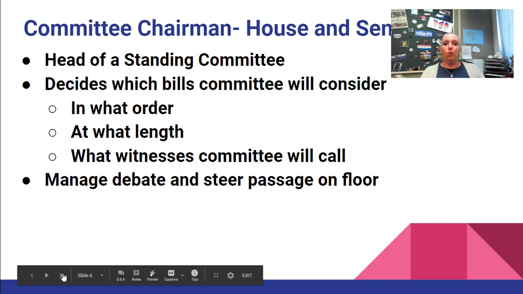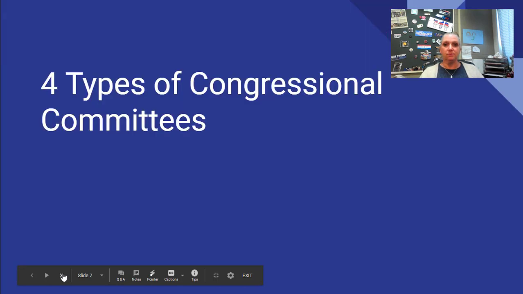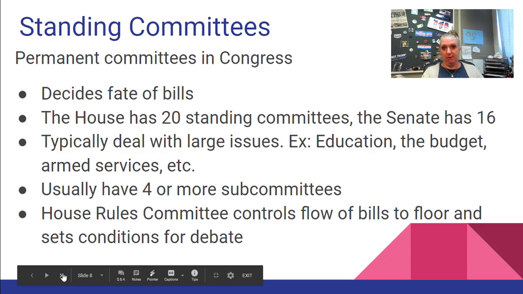They will decide which bills the committee will consider, and they will decide in what order. So if there's a bill that the committee chairman does not like, is not in favor of, they will put it at the bottom of the list, and they will just keep stacking new bills on top. They will determine how long they will talk about each bill, the length of debate, the length of investigative inquiry information as well, and help determine what witnesses the committee will call for hearings on the pros and cons of the proposed bill. They will manage the debate and steer passage on the floor of the House if it gets to that point. Now let's talk about the 4 types of congressional committees.